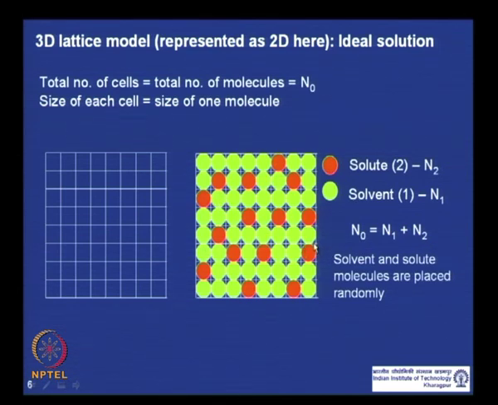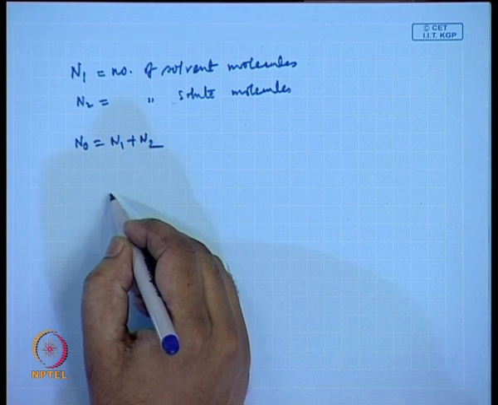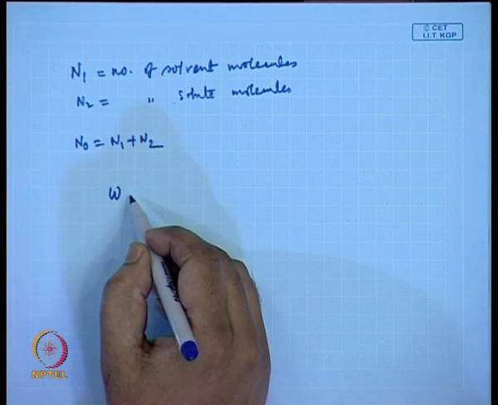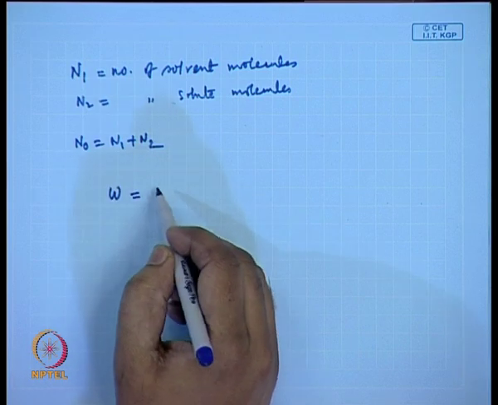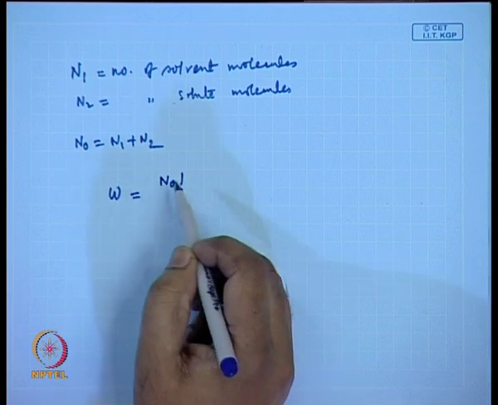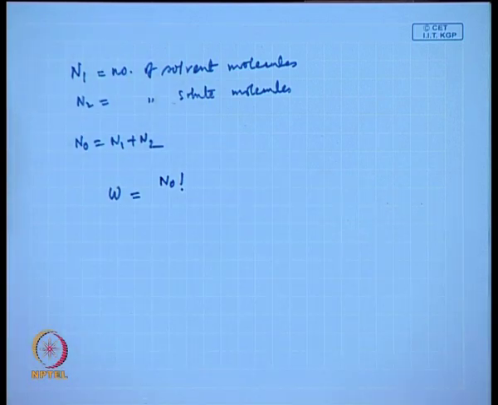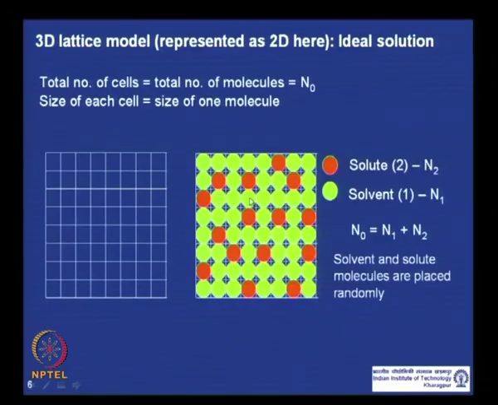Now, total number of molecules is N0, which is N1 plus N2. So, the total number of ways you can arrange these molecules is factorial of N0. This is the number of ways you can arrange all these molecules. Now, if you replace one solvent molecule with another, or change the position of a solvent molecule with another solvent molecule, you can imagine that you are not creating another distinguishable arrangement.